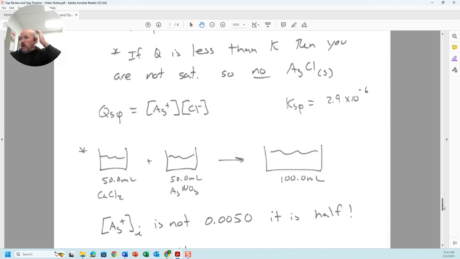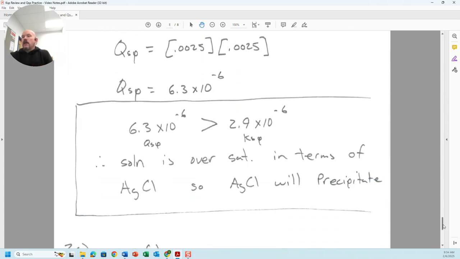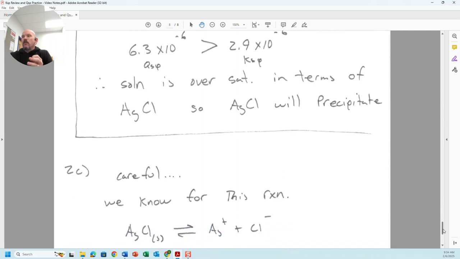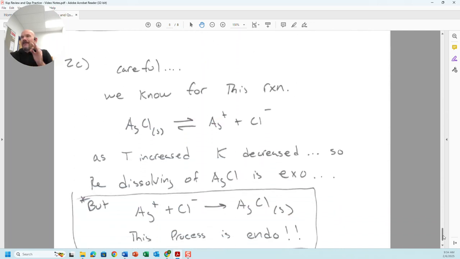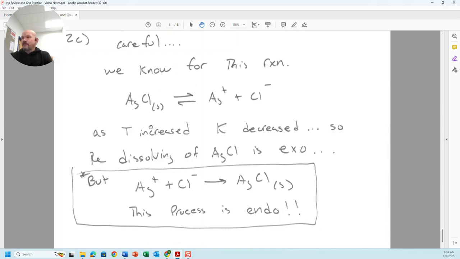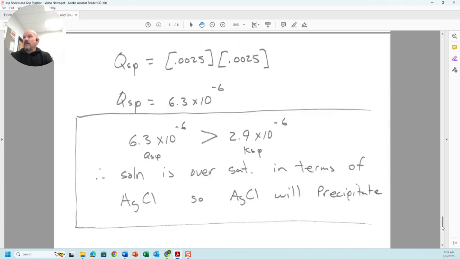A lot of you know that if K decreases as temperature increases, that's an exothermic process, but they weren't directly describing that process in that question, right? So we know that this process, based on what Ksp did as temperature increased, is exothermic, but that would mean the reverse process, the precipitation of silver chloride, is endothermic, okay? So just be careful there, okay?